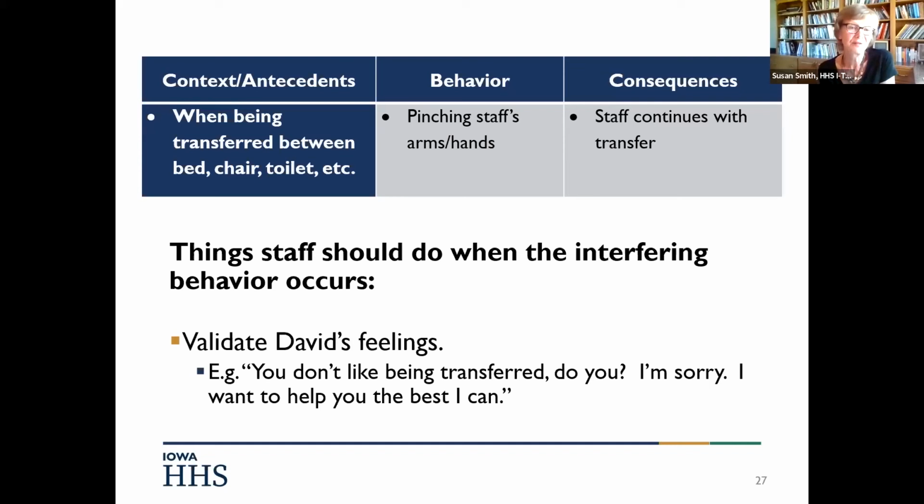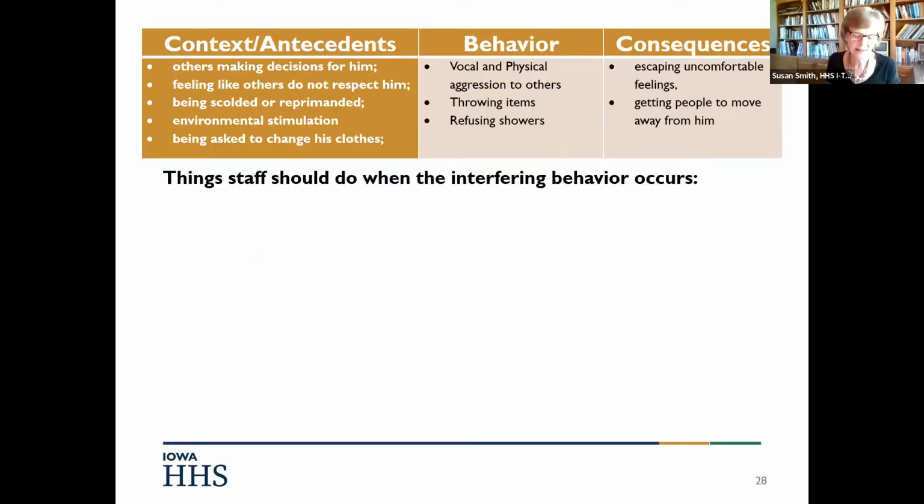If he's letting us know that he doesn't want to be transferred, unfortunately, we can't stop transferring him. He would have bed sores and a variety of other things. So for David, one thing we can do is validate his feelings. "I know you don't like being transferred, do you?" And I can reassure him, "I'm sorry, I'm going to do the best that I can. I'll make it go as quick as I can." Those are things I could do for him when I see David start to exhibit some early warning signs. Let's look at what we might do now for John on the next slide.